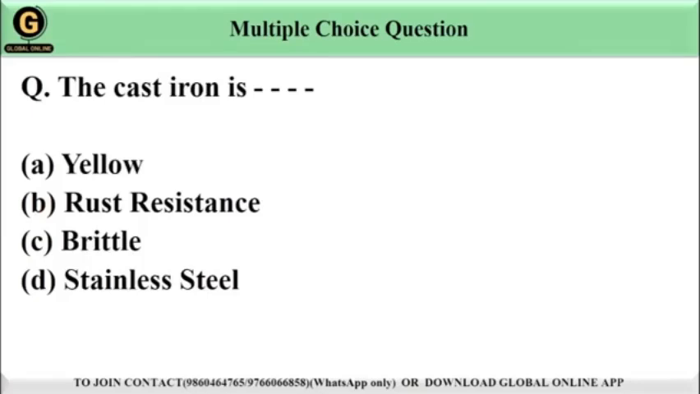The cast iron is dash dash. Options are given: yellow, rust resistant, brittle, stainless steel. Friends, cast iron is a type of iron that contains a higher amount of carbon, about 2 to 4% compared to the steel. It is brittle, meaning it can break or crack easily under stress or impact. While it is strong, it lacks the flexibility of other materials like steel. Cast iron is commonly used in construction and machinery, but its brittleness limits its use in applications where flexibility is required. So the correct answer among the options is option C, brittle.